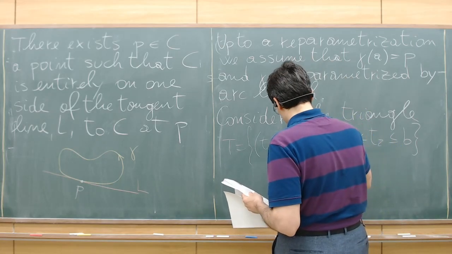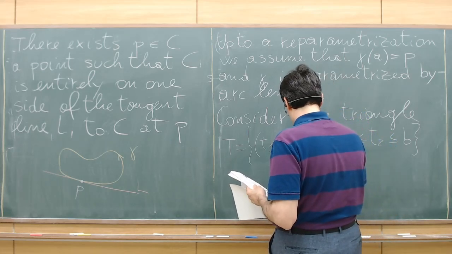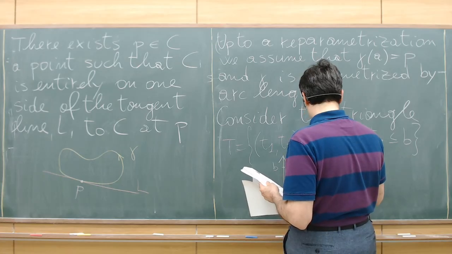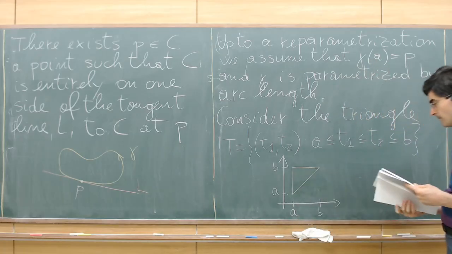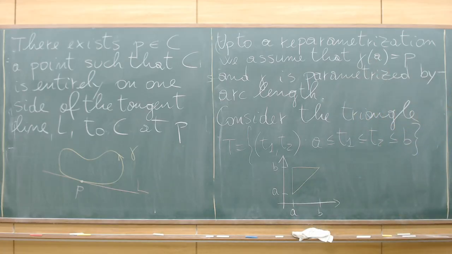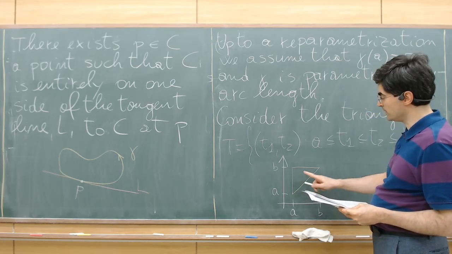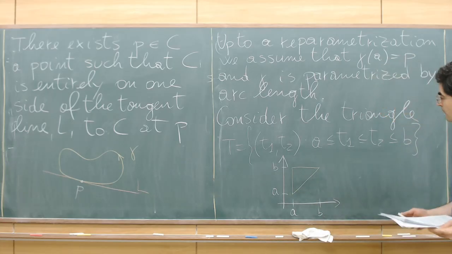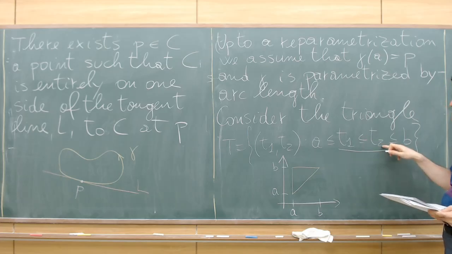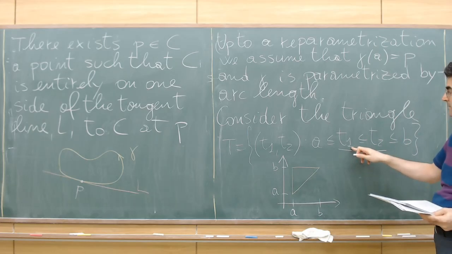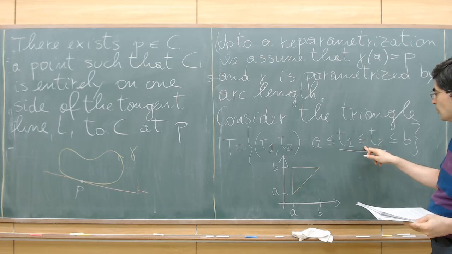Sorry, I made a mistake. The triangle is this. It is this one and not the one I sketched before because of this inequality, t1 smaller or equal than t2. So this means that the first coordinate is at most equal to the second one, or it is smaller.